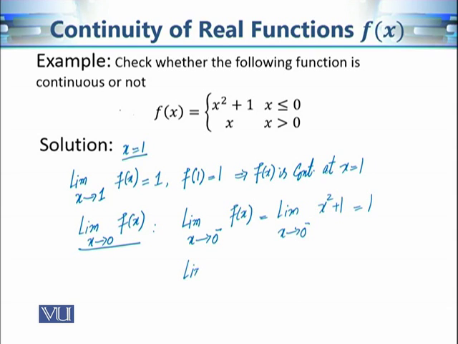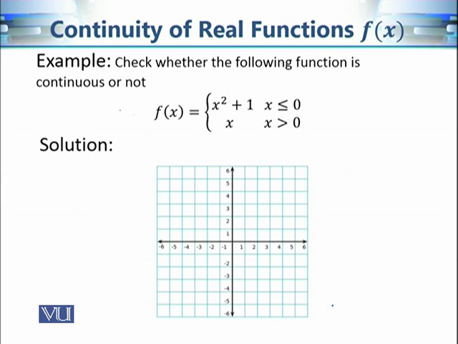Similarly, we can calculate the limit when x approaches 0 positive of this function f of x. It means that we are approaching 0 through values greater than 0. And in this case, when x is greater than 0, the function is defined like x. So the limiting value becomes the limit as x approaches 0 positive of x, which is equal to 0. In this case, the left hand limit is 1, the right hand limit is 0, and the left hand limit is not equal to the right hand limit, so the limit does not exist. So that's why the function is not continuous at x is equal to 0.